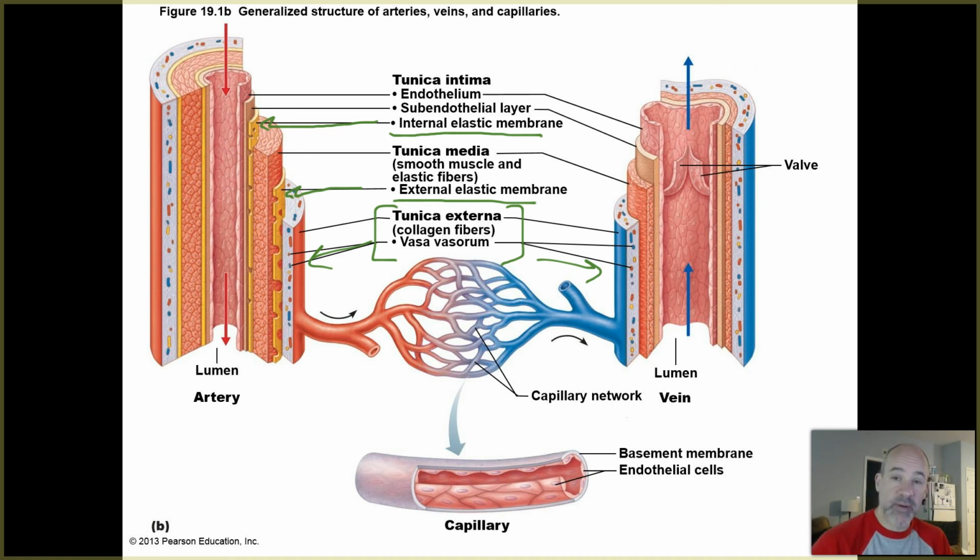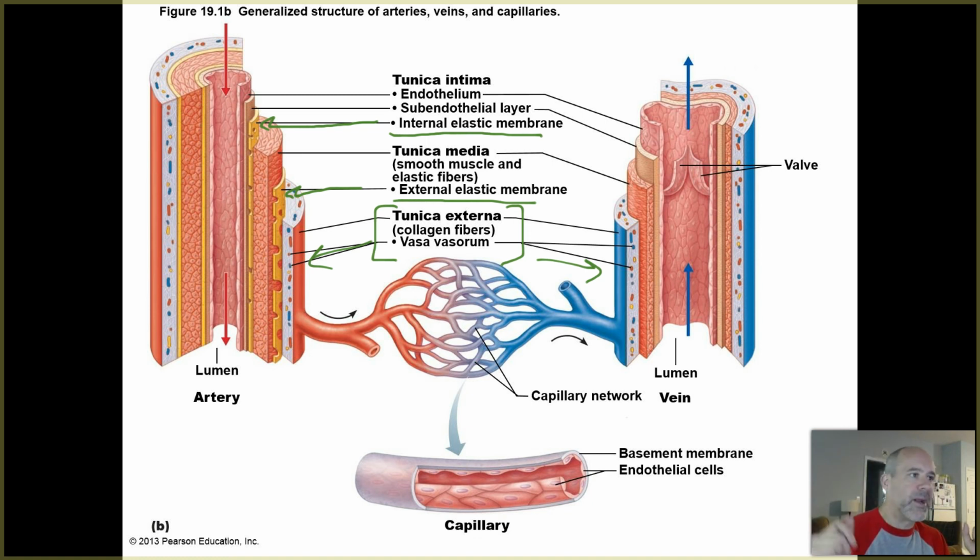Lots of collagen fibers within the tunica externa. If you guys remember when you studied connective tissues back in Biology 201, collagen fibers provide tensile strength, so they help resist pulling. So as the walls of your arteries and veins get stretched due to blood flowing through them, the collagen fibers in there help prevent the walls from being ripped open, which would not be a good thing if that happens.